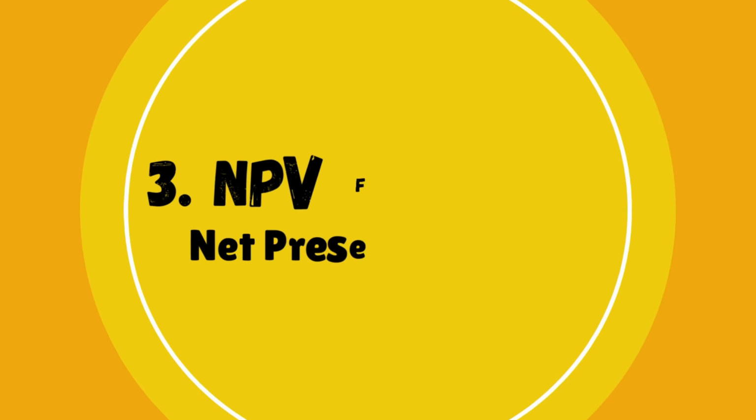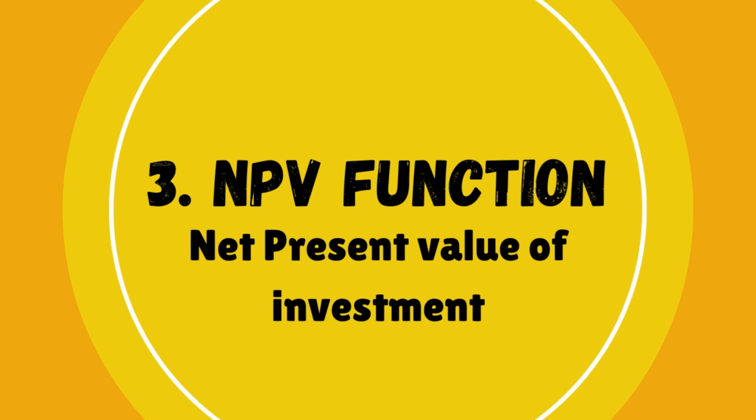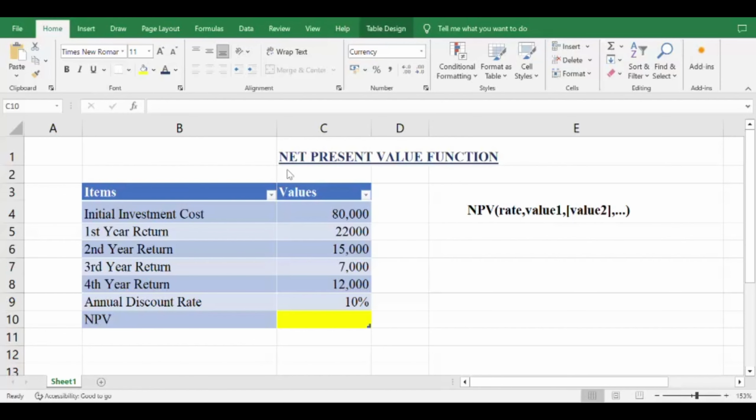Next, we'll be looking into the NPV function, which is the net present value of your investment. So, the net present value function calculates the worth of a future investment today by considering a series of positive or negative transactions that you've gained from it with a constant interest rate. It's a financial analysis tool that helps determine if a project or an investment is feasible or not.